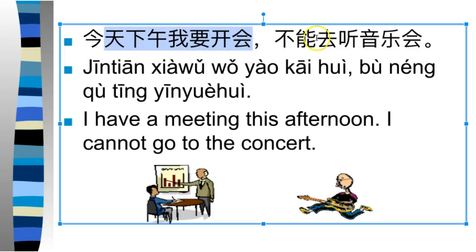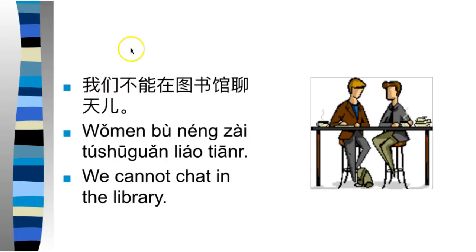So it's not like I don't know how to go to the concert. Obviously, I know how to walk to a concert, but I can't do it. I'm not capable of doing that. 我不能去 because I already have other plans. 我们不能在图书馆聊天。I know how to talk in the library. 我们会在图书馆聊天, but I'm not allowed to do so because that's against the rules.